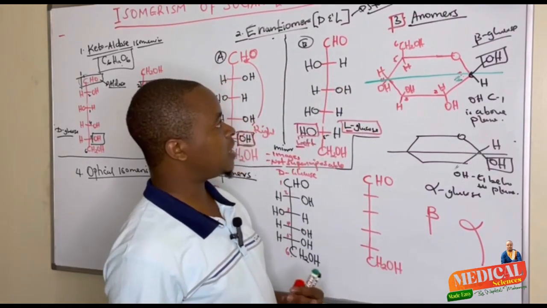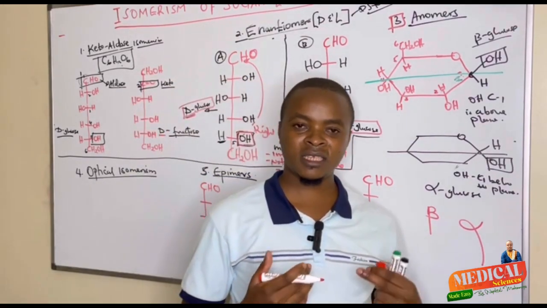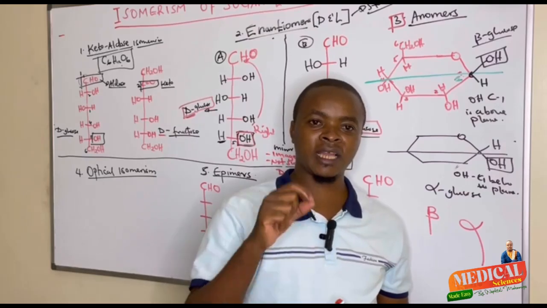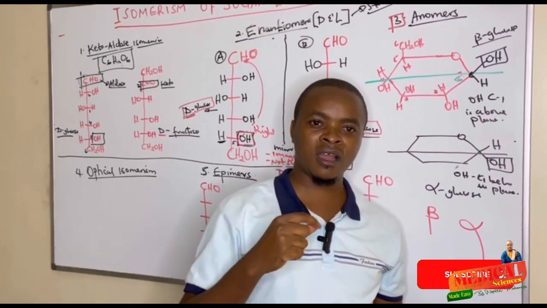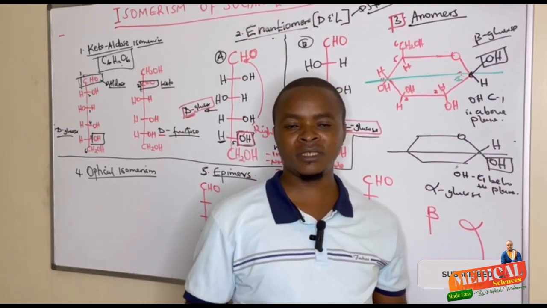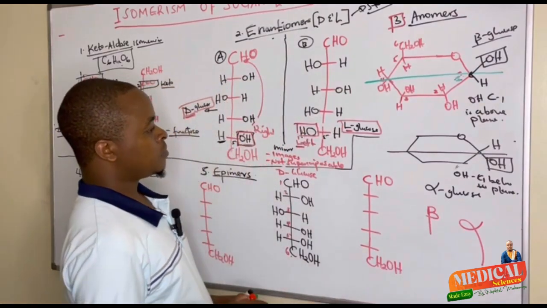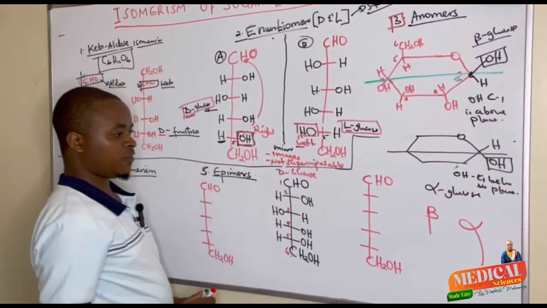So this is how we can distinguish between different anomers, that is alpha and beta glucose, existing as anomers. Why are they anomeric? They differ at anomeric carbon atom number 1, an asymmetrical carbon atom, whereby when the hydroxyl is above the plane it is beta, and below the plane it is alpha.